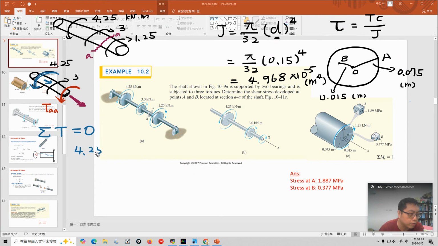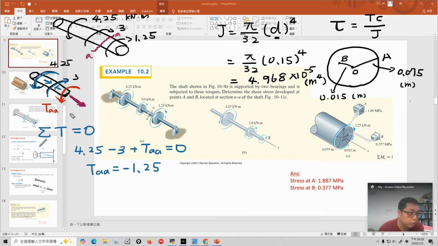And this other torque is rotated in this direction. Use your right hand rule. What's its direction? It points inward with respect to the surface. So it's negative. And the TAA, we assume it points outward to the surface, so it's positive. The sum is equal to 0, and you can see the TAA is minus 1.25.